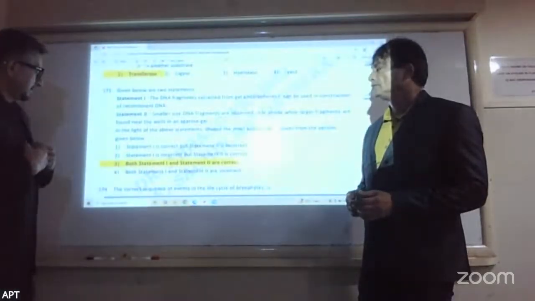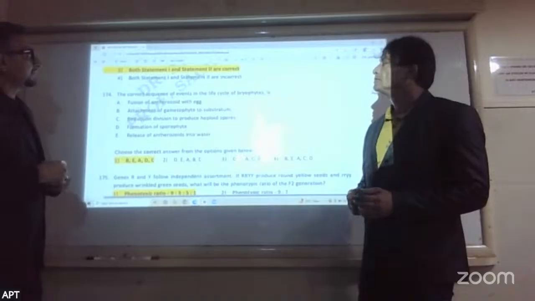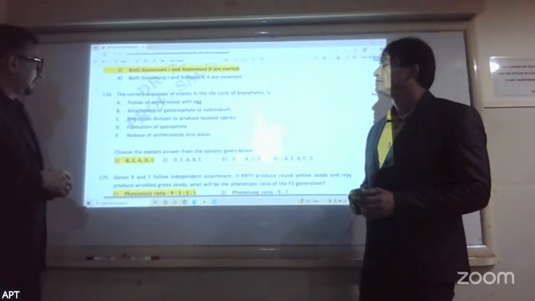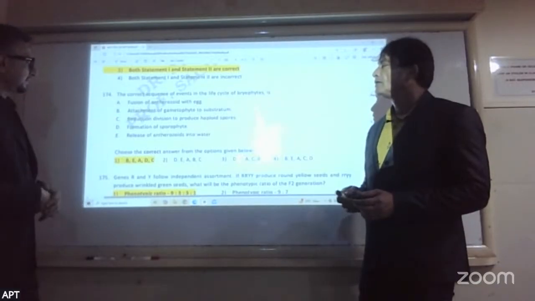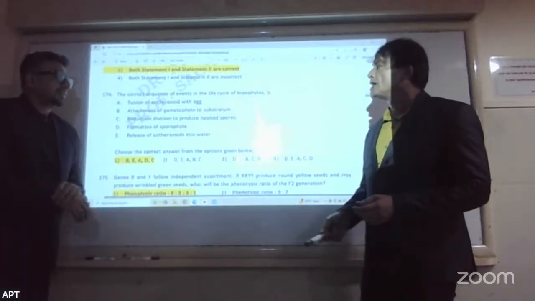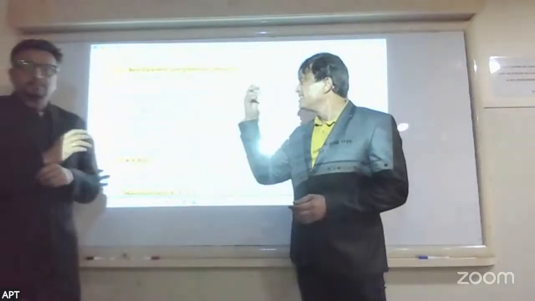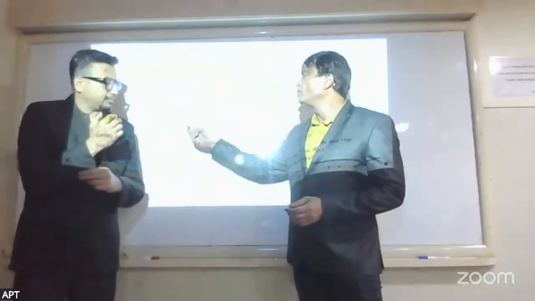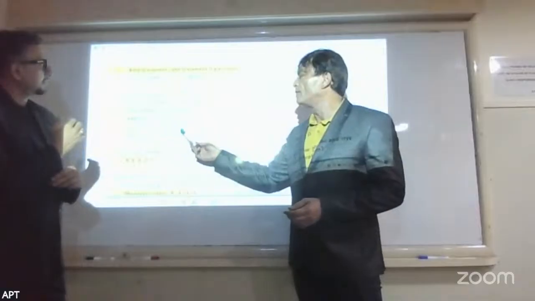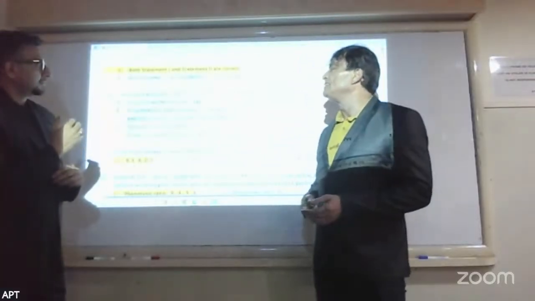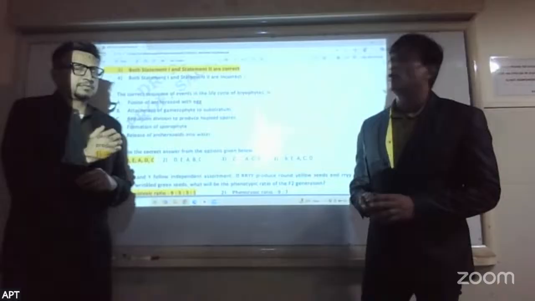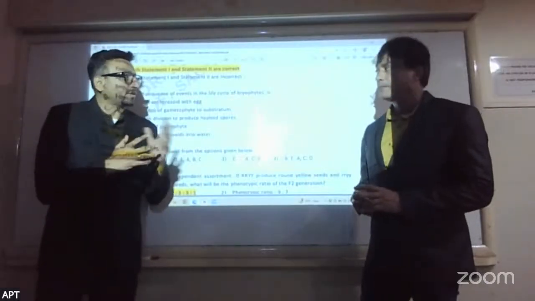Can we go ahead? The correct sequence of events in the life cycle of bryophytes. They have given the events. Correct. This is also: attachment of gametophyte to substratum, followed by E, release of antherozoid, then A, fusion of antherozoid and egg, B, formation of sporophyte, and then C, reduction division to produce haploid spores. In one paper, two such sequences have been asked.